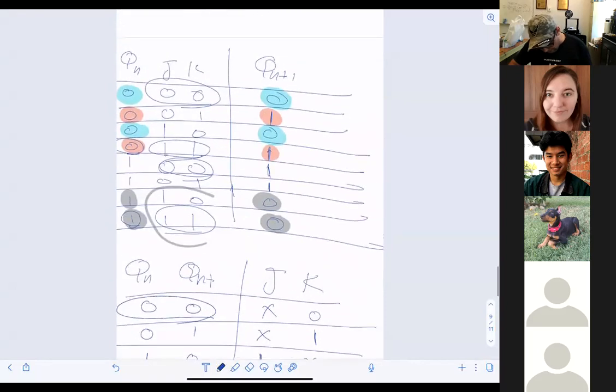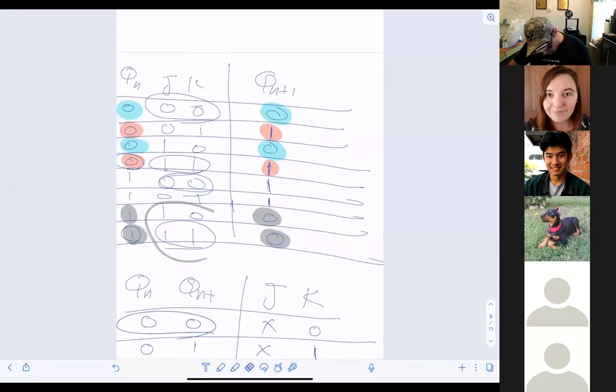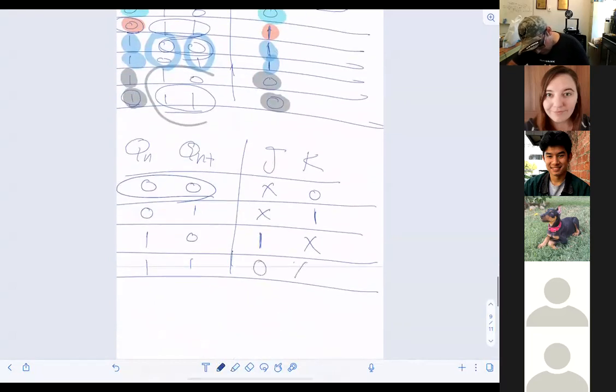Then in 1, 1, that's not really hard. I just find a different color to make it easy. So I need 1, 1. So this is 1 and 1, and this is 1 and 1. So that's actually 0, and this is x. So it's going to be 0x. And what I have in front of you is the excitation table of the JK flip-flop.